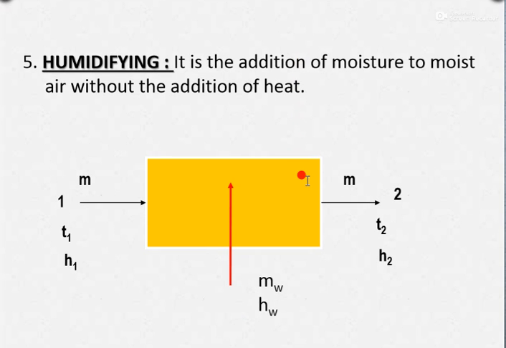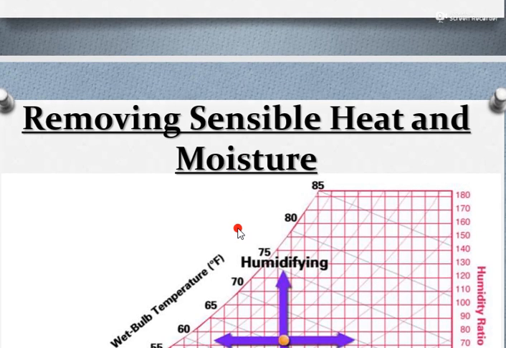Next is simply humidification. It is the addition of moisture to moist air without the addition of heat. In the humidification process, it is simply addition of moisture to the moist air without addition of heat. In this case, no cooling is done. In this case, no heating is being done. So it is simply a humidification process.